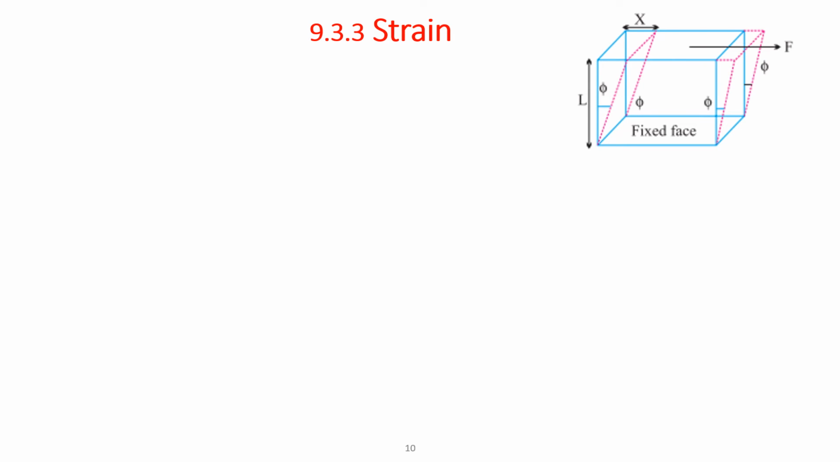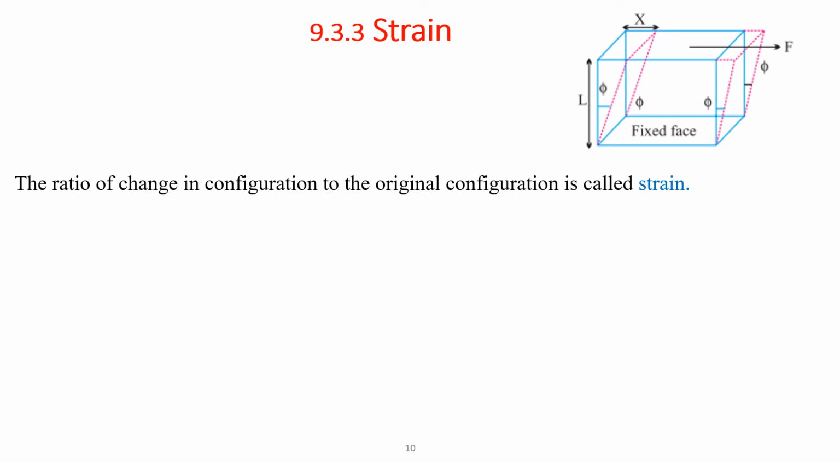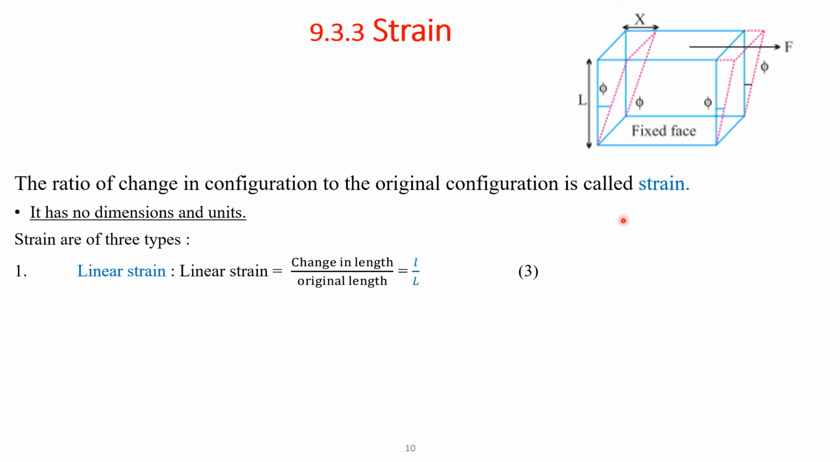Now we will discuss the strain. The ratio of change in configuration to the original configuration is called the strain. It has no dimensions. Please note that strain does not have either dimensions or units. Strains are of three types.